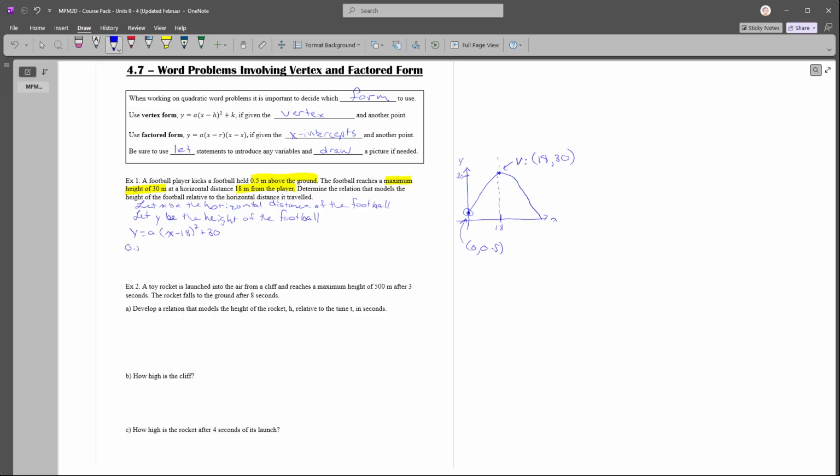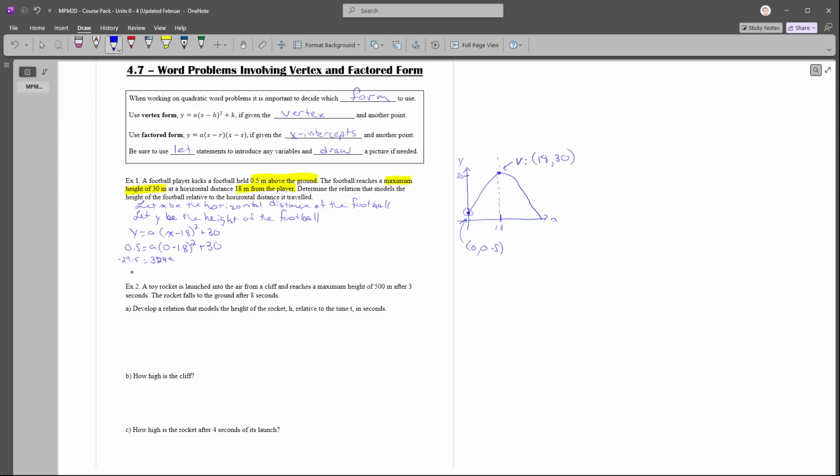So we have 0.5 equals a times our x value, which is 0, minus 18 squared plus 30. Now put this through, we end up with 0. We can bring that 30 over to the other side now, so let's do that. So 0.5 minus 30 is going to give us negative 29.5. And that's going to be equal to 18 squared. You might have to pull your calculator out for that one. So it's negative 18 squared, which is still the same as 18 squared, which gives us 324a.